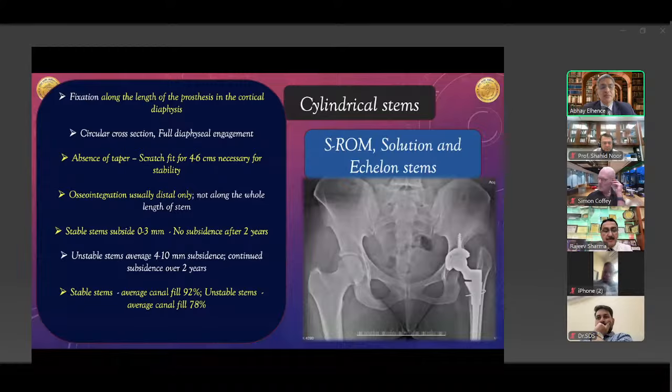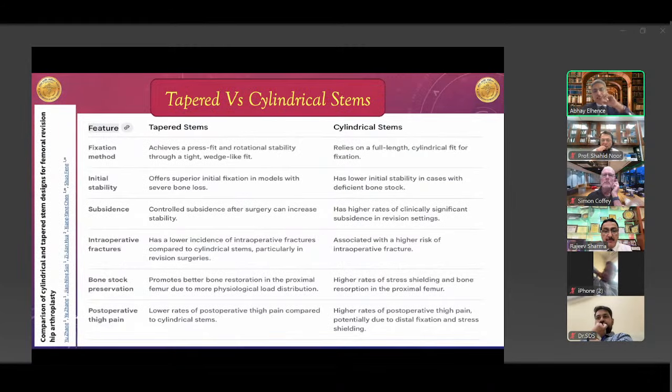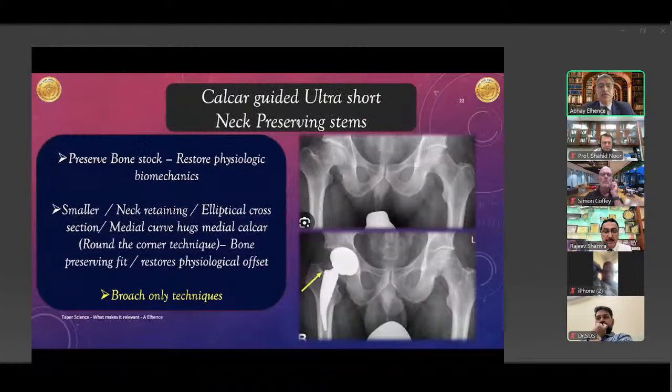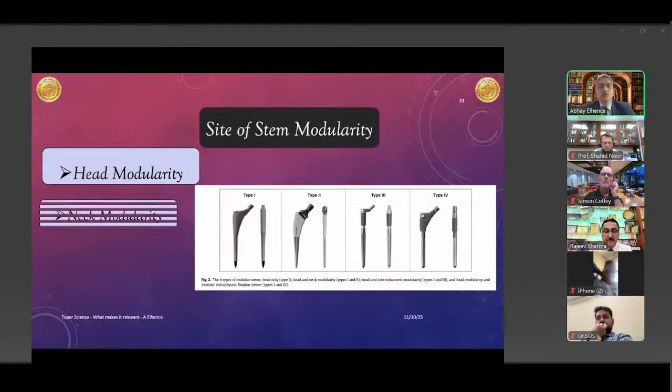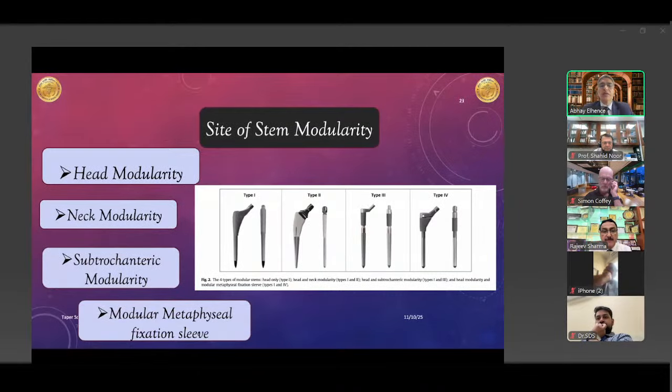So they are stable stems and provide an average canal fill of 92%, and they are unstable stems which will show lesser canal fill with these particular stems. So that's the difference between tapered and cylindrical. For want of time, I will skip this. And then you have the neck preserving stems, which Deepak will allude to. The other thing that we need to consider is stem modularity, which will be covered by Kunal.